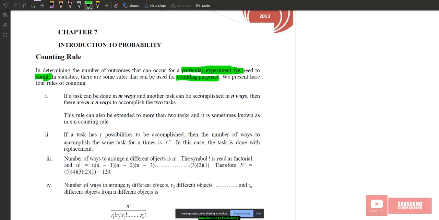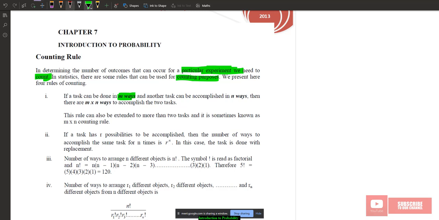So now the first rule, right, if we have a task that can be done in m ways, right? M means some number, right? And another task can be done in n ways. Then we can do the task in m multiplied by n ways, right? So this is the rule of counting method, right?